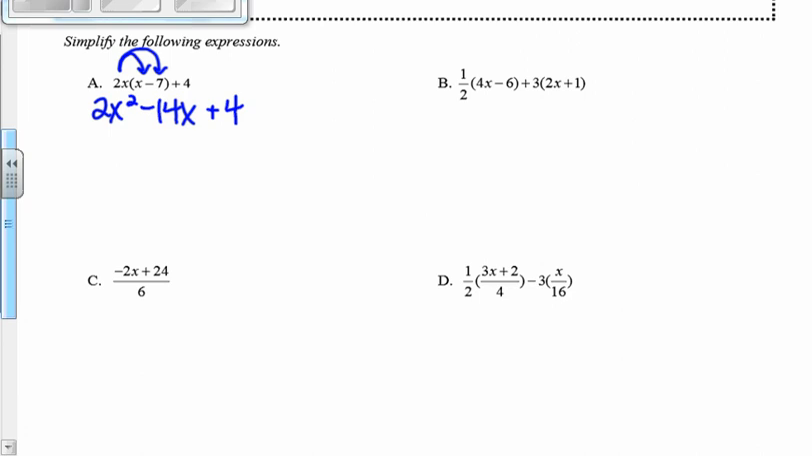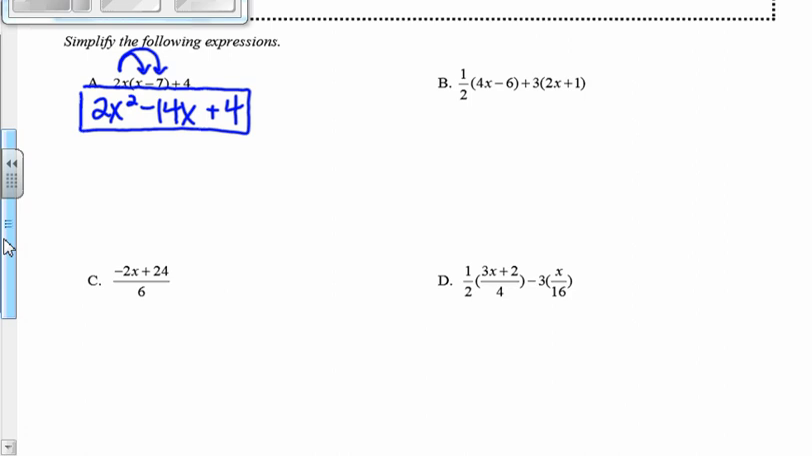If we think about being able to add or subtract these terms, we actually can't because they are unalike. We have x squared, x, and then no variables with the 4. So in this particular case, this is actually our final answer. And that's kind of what makes simplification so difficult, is sometimes our answer is kind of ugly. So let's take a look at B.